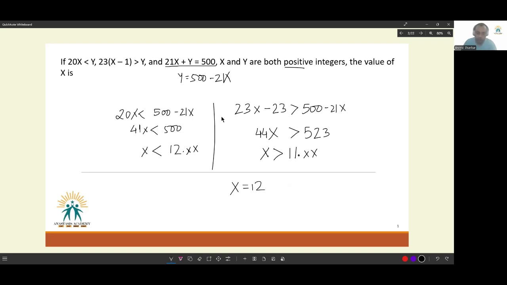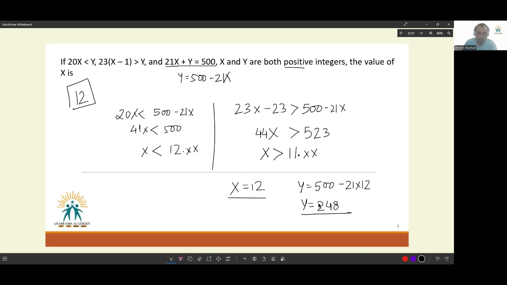For the value of x equal to 12, y will be equal to 500 minus 21 into 12. 21 into 12 is 252. So y will be equal to 248. Although this was not needed for the question, which only asked me the value of x, which is equal to 12, we can also figure out the value of y.